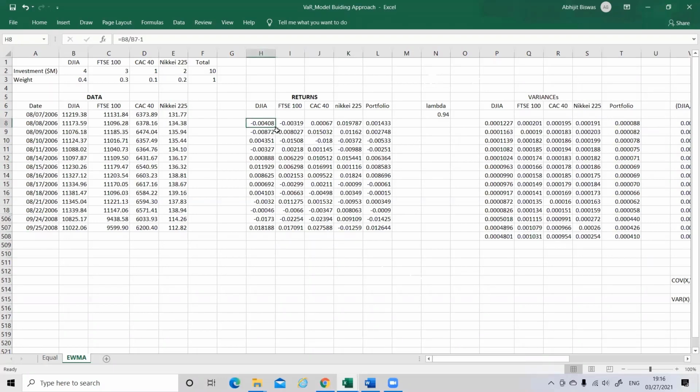Is it clear? So once this is done for the first one, you just have to drag it till the end. Okay. So you just drag it till the end like this. This is done. Is it done for Dow Jones? Yes or no? In the same way you calculate for all except portfolio. I think all of you will be able to do this. So till Nikkei you do it. Same process. Once done, just let me know.